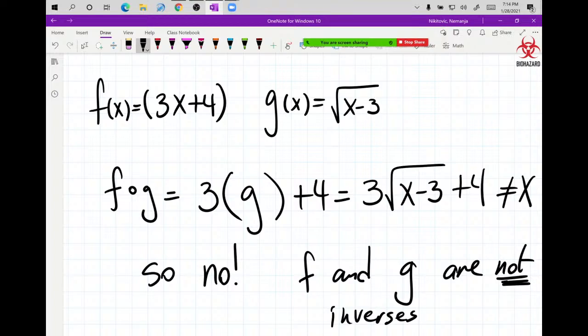So we're just doing the function composition that we just learned last class, and if it doesn't come out to x, then that means they're not inverses. If it does come out to x, perfect, they are.